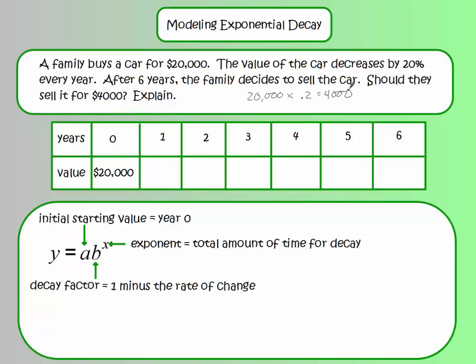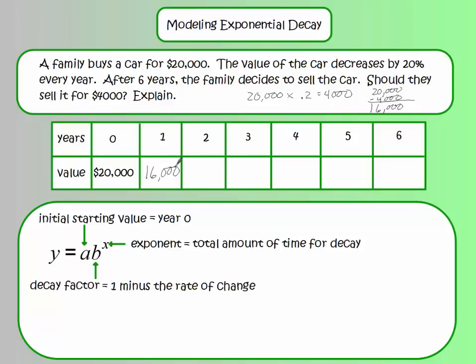But that's not how much the car is worth, okay? That's how much it went down. So I need to actually subtract that from the initial point. So 20,000 minus 4,000 is 16,000. Okay, so that's one way to try and do that.